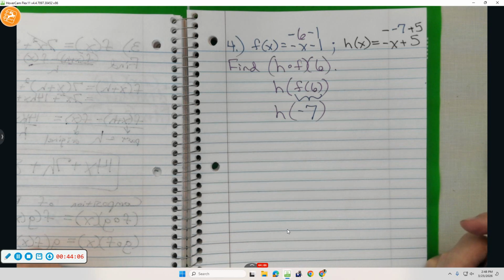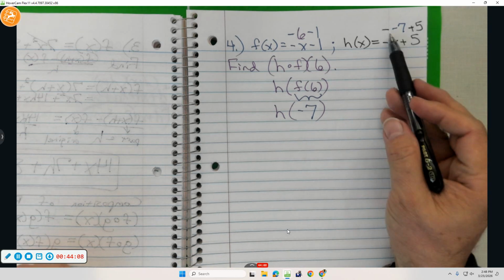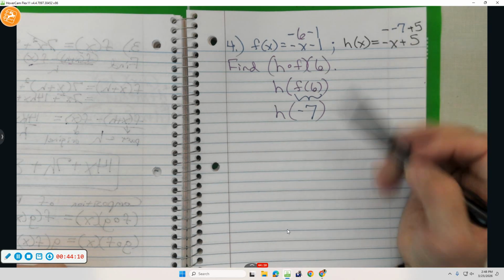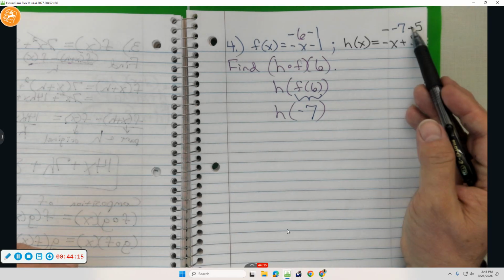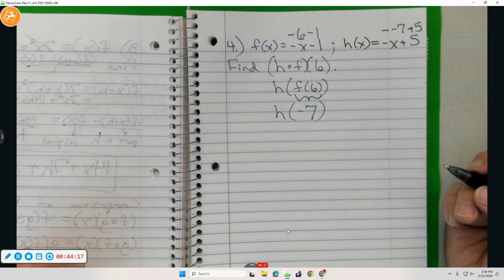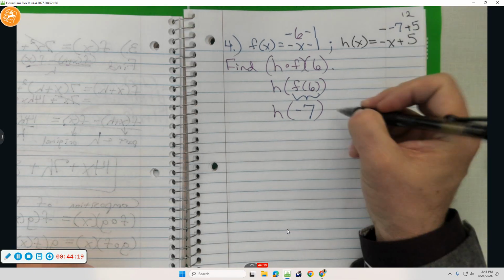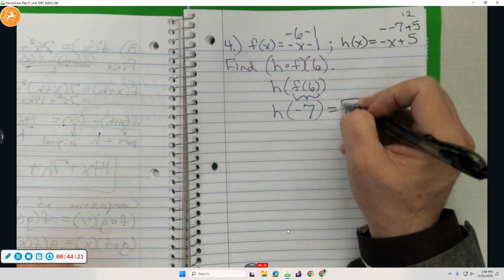What's that going to reduce to? What's this negative negative? The opposite of negative 7, that's going to become a positive 7. Plus 5 gives me positive 12. There's my final answer.